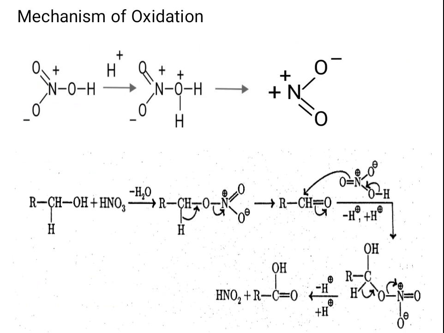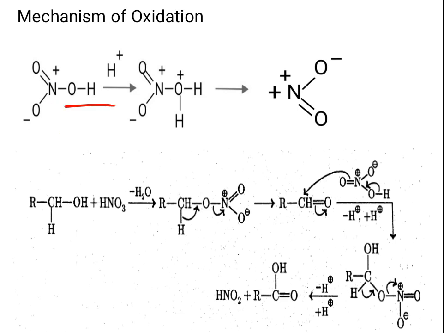Now, mechanism of oxidation. Just understand it properly. This is the form of nitric acid, which we say HNO3. Actually, this is not neutral. That means we say that this is neutral HNO3, but the positive charge and negative charge centers are not in the same place. This nitrogen remains in plus charge and this oxygen remains in the minus charge.